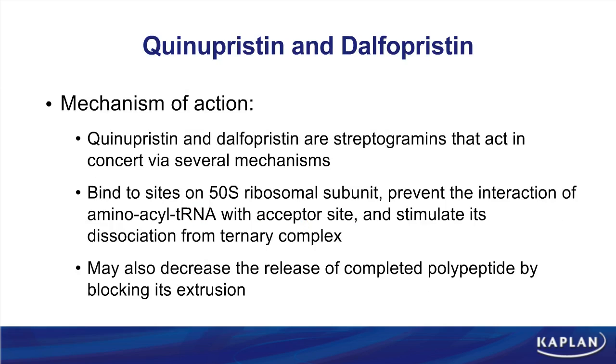Around the same time that linezolid came on the market, we had the drugs quinupristin and dalfopristin. Quinupristin and dalfopristin together are referred to as streptogramins, and I think that's a term that you need to be familiar with as well. So when you say streptogramins, it refers to this 2-drug combination. They work at the 50S subunit. They prevent the interaction of the aminoacyl tRNA with the acceptor site, and they also stimulate its dissociation from the ternary complex. Basically, it's unlikely to be a mechanism question with these drugs. The question is more likely about their spectrum. Let's look at that on the next slide.